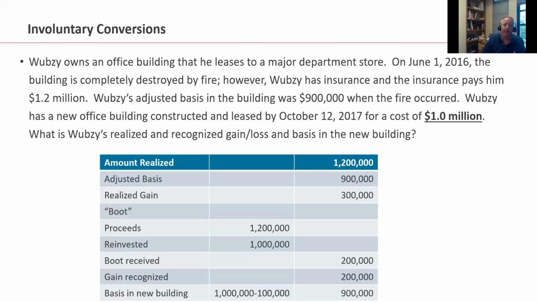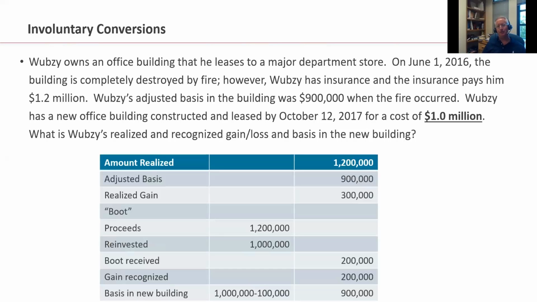So let's look at this one. Amount realized 1.2. His adjusted basis 9. His realized gain is 300,000. Now we got to calculate that excess proceeds. The insurance company gave him 1.2 million. What did he reinvest? He only reinvested $1 million. He's got 200,000 of excess proceeds. Therefore, he'll recognize gain of 200,000.